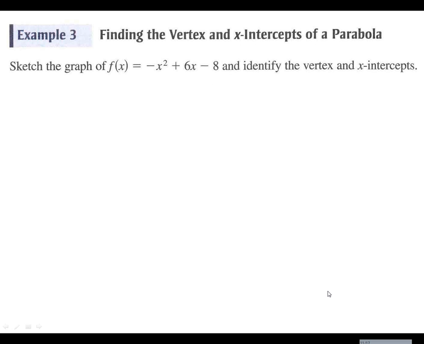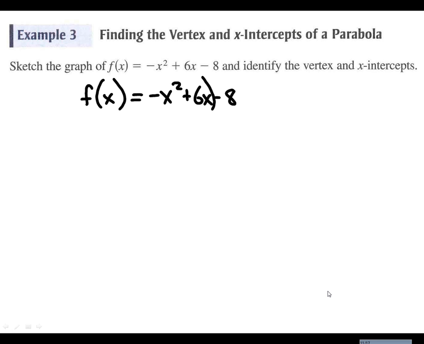Alright, example 3. Let's go ahead and identify the vertex and the x-intercepts for this graph, negative x squared plus 6x minus 8. So this will be another example here where we need to complete the square. So here we go. F of x equals negative x squared plus 6x minus 8.